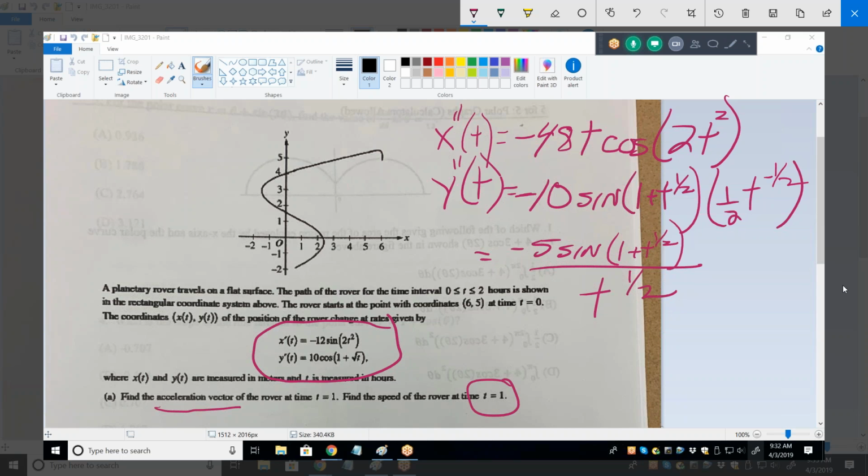Well, hold on a second. This is even more confusing to me. They're talking about the acceleration vector, and then they want the speed of the rover at time 1. Well, I can come up with the speed. This is the velocity of the rover here. Speed is merely the absolute value of velocity. The speed equation is the square root of dx/dt squared plus dy/dt squared. That's how they get the speed.